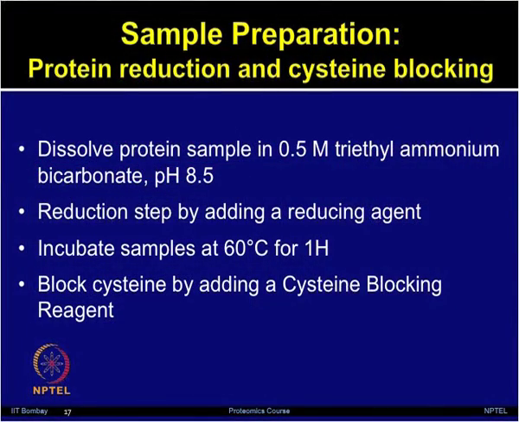So, in the sample preparation, the first part is protein reduction and blocking of cysteines. First, dissolve the protein sample in 0.5 molar triethyl ammonium bicarbonate at pH 8.5. Then perform a reduction step by adding a reducing agent. Incubate the samples at 60 degrees for an hour. After that, add a cysteine blocking reagent, so that cysteine residues can be blocked.